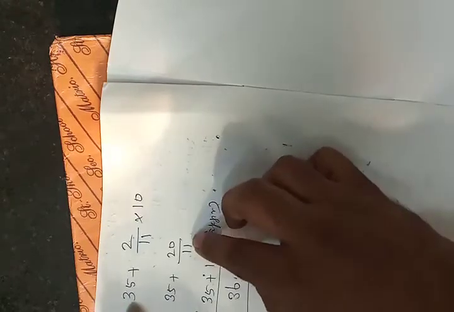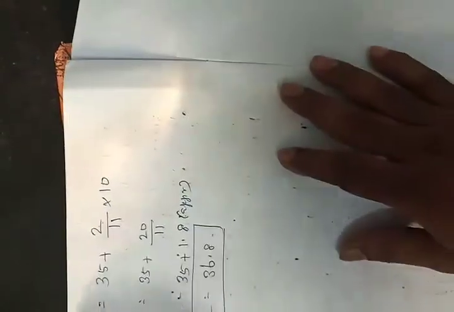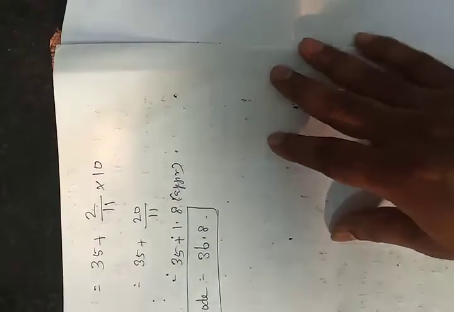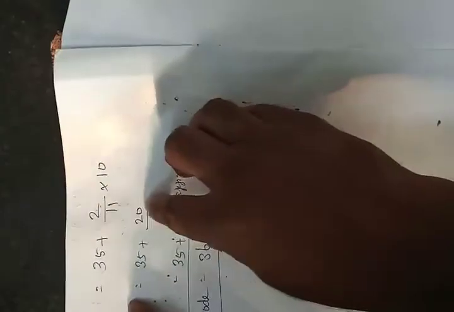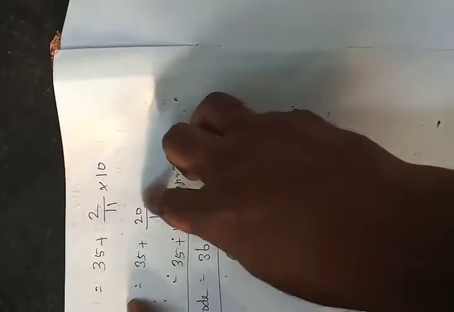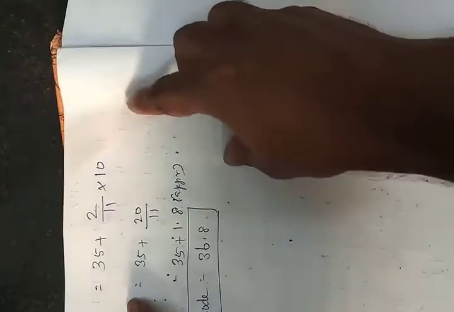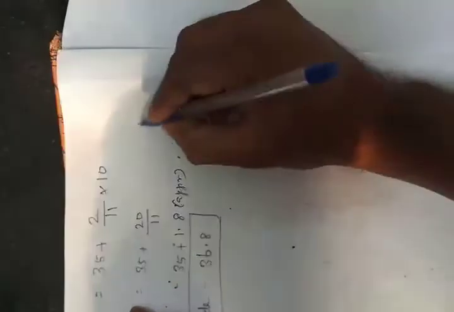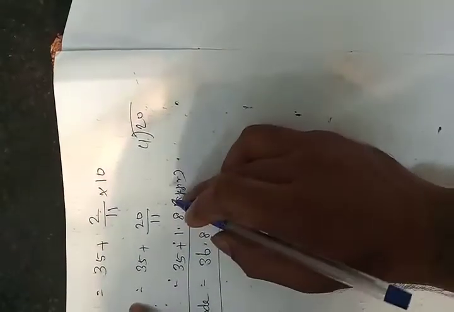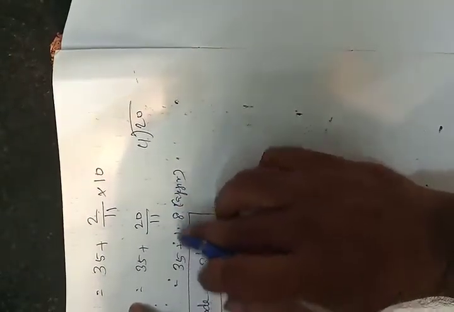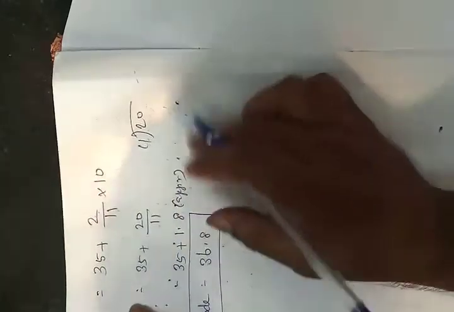Otherwise, taking cross multiplication, in statistics we want a decimal answer. So that's why 20 divided by 11, you do the normal division, and we get the answer 1.8. Then after that you add these two values, and we get the value of mode is equal to 36.8.